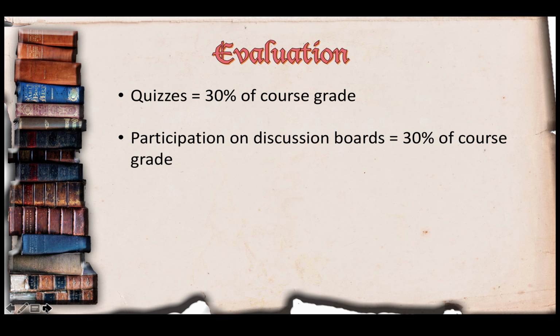Now, the discussion boards will remain open throughout the semester so that you can go back and see what's been posted. But the deadline for posting to the discussion boards is 9 a.m. Thursday. So if you don't post by that time, you'll earn a 0 for that week's discussion board assignment. Again, each discussion board is worth 100 points. Discussion board grades will be averaged and will constitute 30% of the course grade.